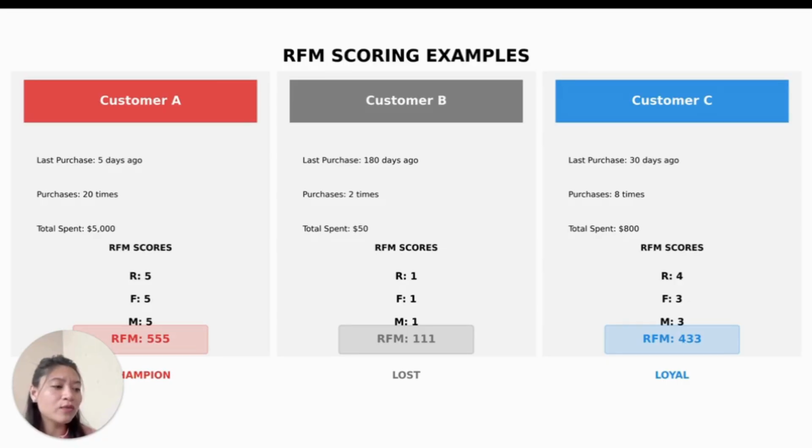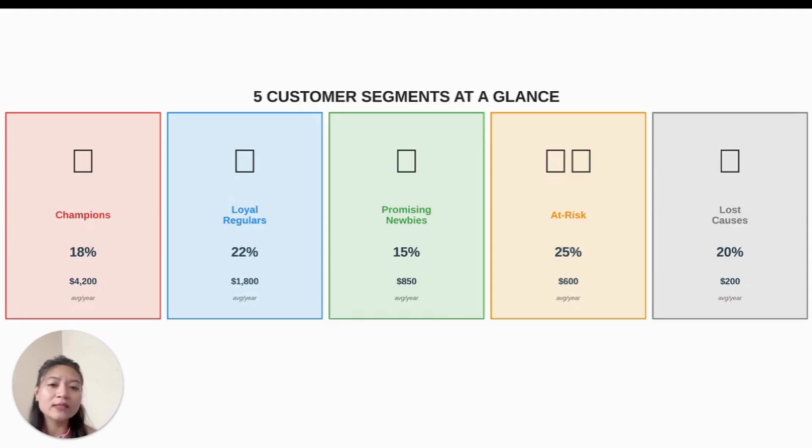Now, here's where it gets powerful. Based on RFM scores, we can create meaningful segments. Champions with 555, 554, 544, these are your best customers. You should reward them. Loyal customers with RFM scores of 435, 434, 433, regular buyers, so you should upsell to them.